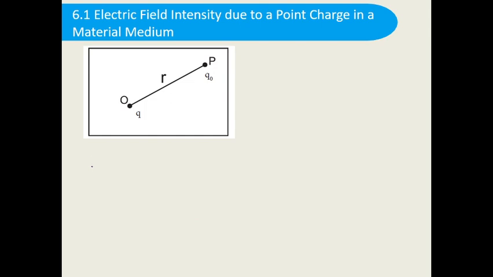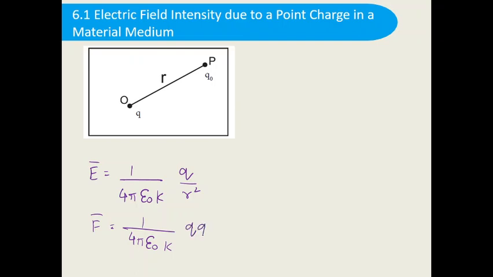What we understood is E bar is equal to 1 upon 4 pi epsilon 0 k, q divided by r square. This is E bar. And what is F bar? F bar is equal to 1 upon 4 pi epsilon 0 k, q q0, where q0 is called the test charge, divided by r square.